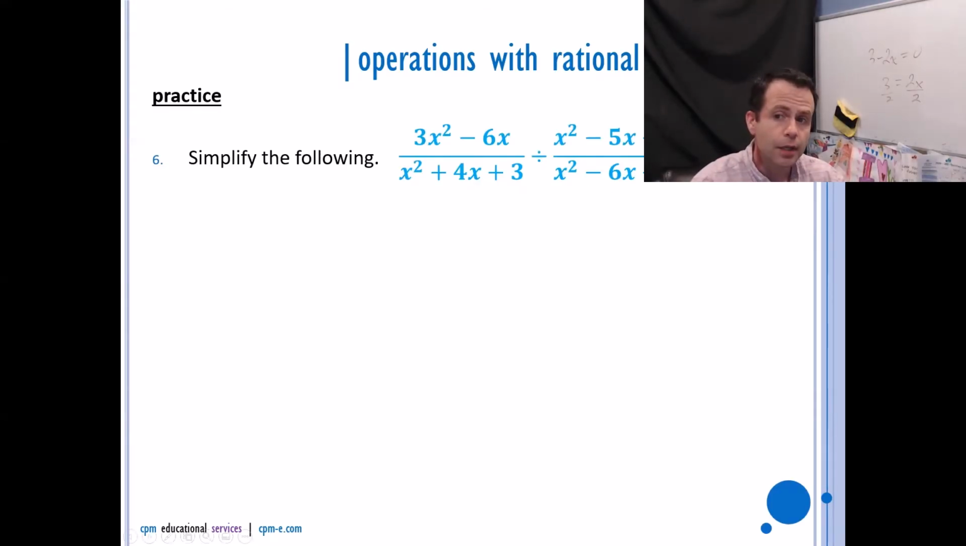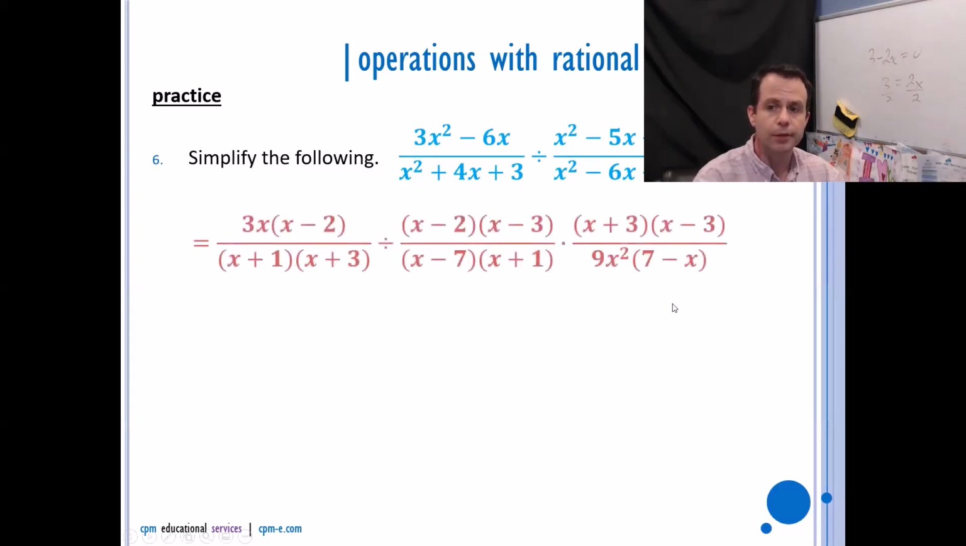This guy here will be x minus 7, x plus 1. Here's a difference of squares. Remember I said in an earlier video, that's often missed by kids. Watch for those difference of squares. That'll be x plus 3, x minus 3. And then down here, I've got what? I can take out 9x squared, okay? And then that would leave me with the 7 minus x. Okay, so that was step 1.